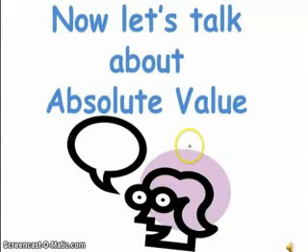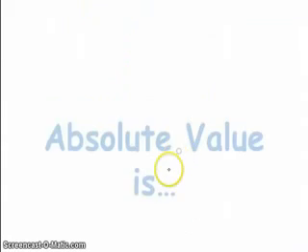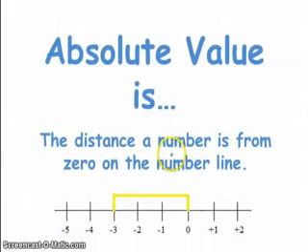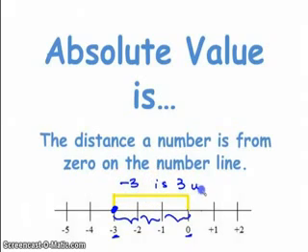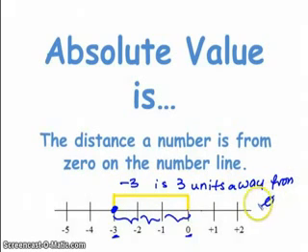Alright, so now we're going to talk about absolute value. Now, absolute value is the distance a number is from 0 on the number line. Similar to when we're talking about opposites, but now we are talking just about a number. So here, for example, we have -3. How far away is -3 from 0? Once again, we can count the units. 1, 2, 3 units. So -3 is 3 units away from 0. And that is called the absolute value. So the absolute value of -3 will actually be +3.